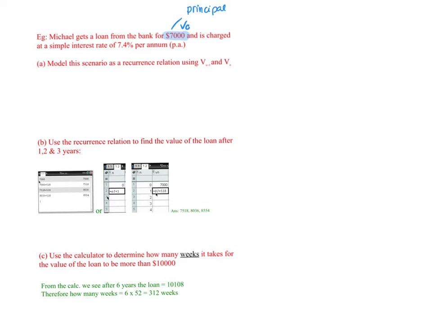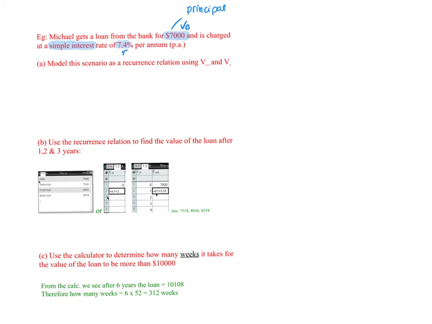And it's at a simple interest. This becomes really important too. We always want to know what we're talking about. They will tell you. So as soon as you know it's simple interest, we know to move to our simple interest rules. And they've told me that it's 7.4% per annum. So they're giving me the R.